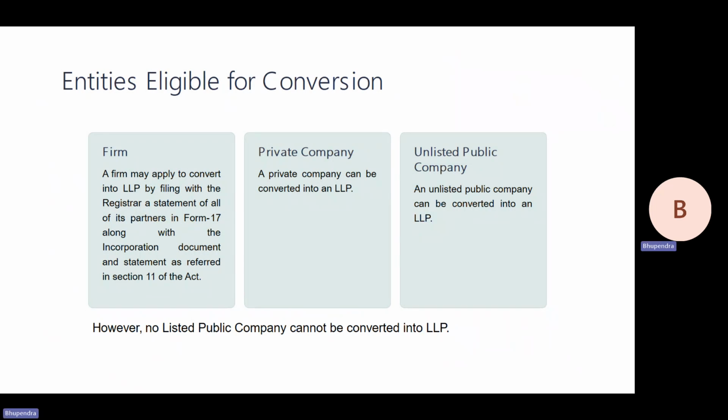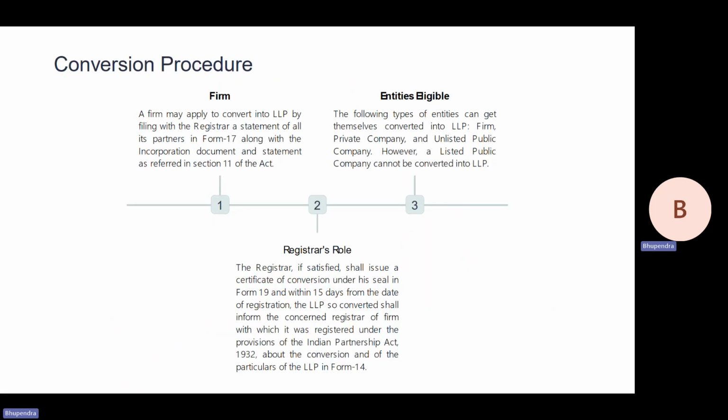Now, it is a conversion procedure in brief. Inside here, what are the forms we studied: form 17, 19, and form 14. Form 17 was to apply for conversion, form 19 was certificate for conversion, and form 14 was which was filed with the partnership after getting converted. Eligible entities we learned: private companies, unlisted public companies, and firms can be converted, and listed public companies cannot.